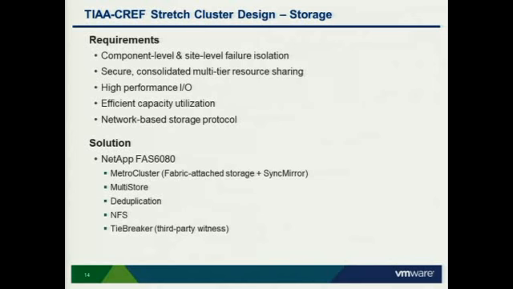So here are some of the technical requirements we came up with based on those business requirements. We mentioned before we needed component-level and site-level failure isolation. What that means to us is any specific part of the stack, whether it be the network, the compute, or the storage, needs to be able to survive on its own. So if one fails, we don't want to have to move the entire site workload to the other site. That's a pretty big hammer approach. Businesses usually don't like that too much.